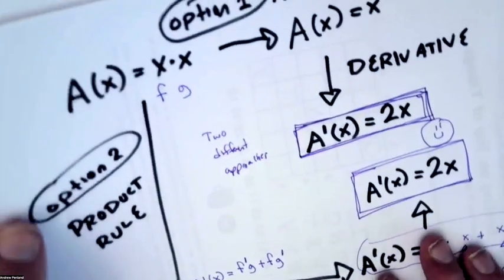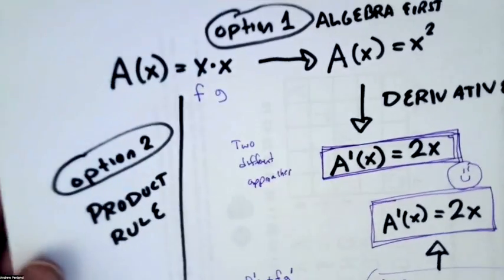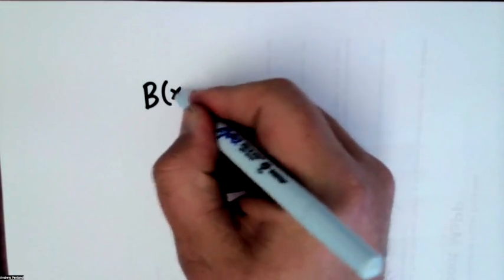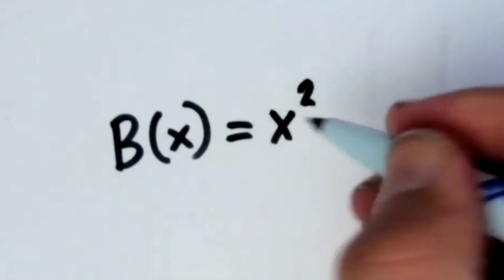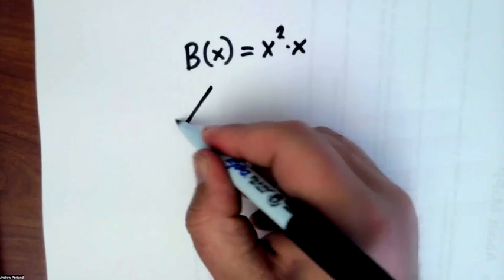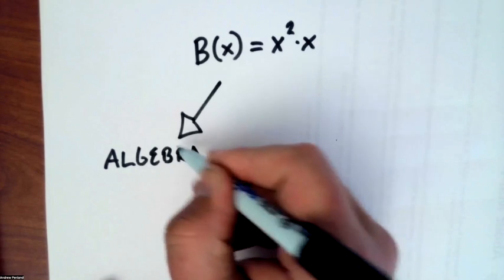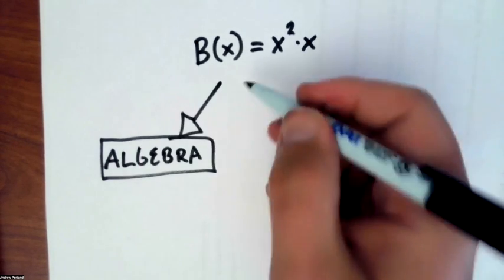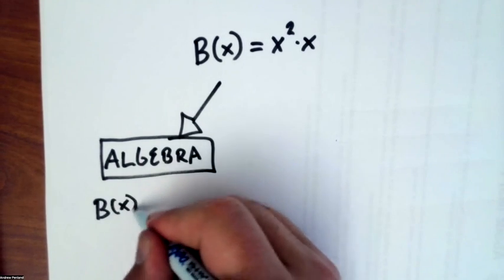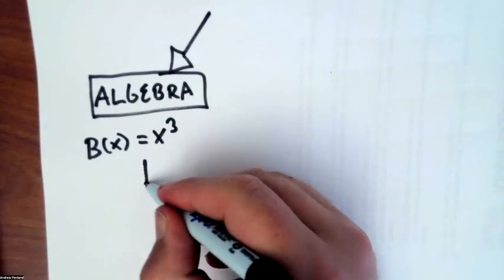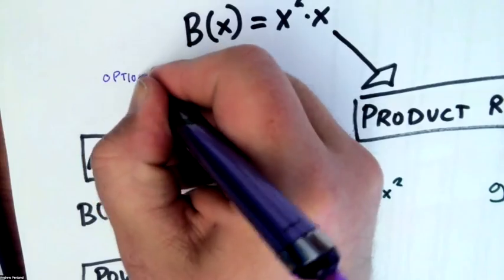So then, that actually is the case with this other one as well, this b of x. So let's look at b of x. B of x is equal to x squared times x, right? Yeah, we can do algebra as our first option, because if we do the algebra first, this actually becomes quite a bit simpler. We're going to end up with, hey, that's just x cubed, or x to the 3. So then after I do the algebra, I can take the derivative using power rule.